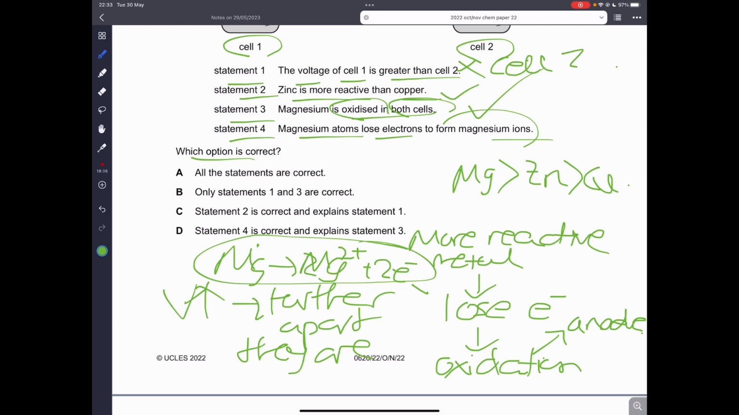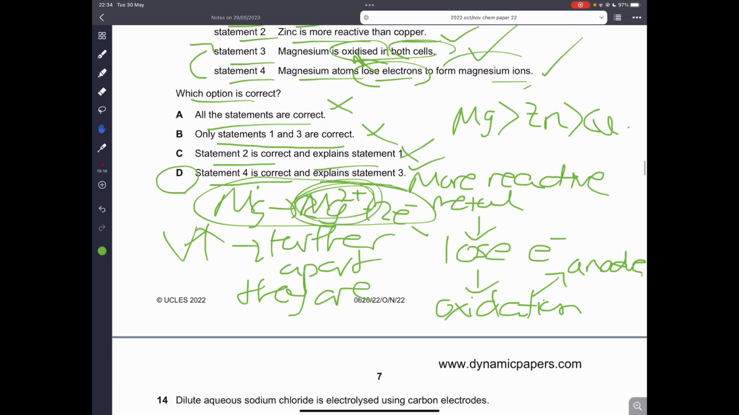Statement 4, magnesium attempts to lose electrons to form magnesium ions. Yes, it is correct. This one is also correct. Now, are all statements correct? No, only statements 1 and 3 are correct? No, statement 1 is not correct. Statement 2 is correct and explains statement 1? No, it does not really explain it. And statement 4 is correct and explains statement 3? Correct. Because magnesium losing electrons to form magnesium ions explains that losing electrons means oxidation, and therefore statement 4 explains statement 3. So D is the correct answer.